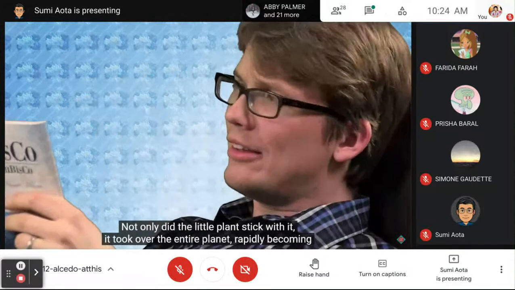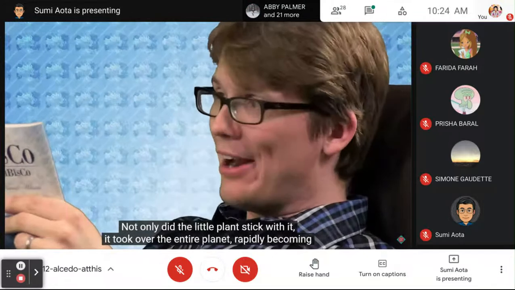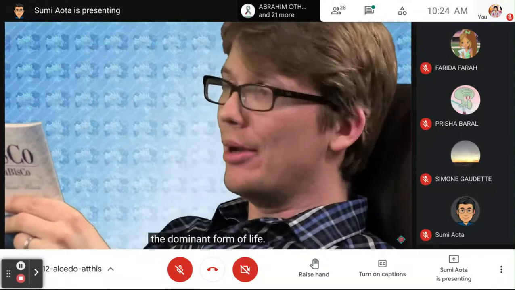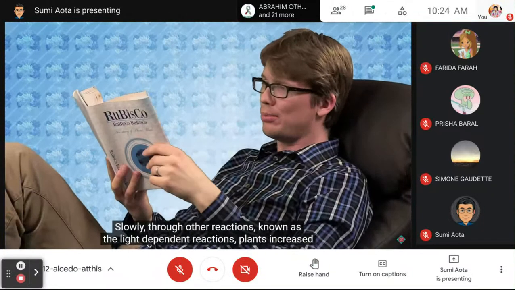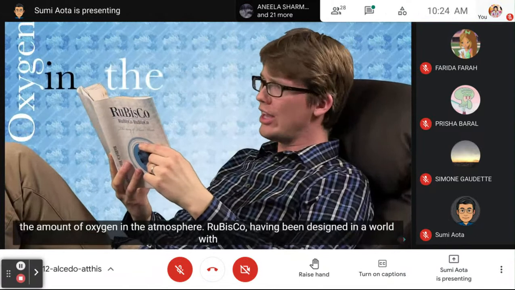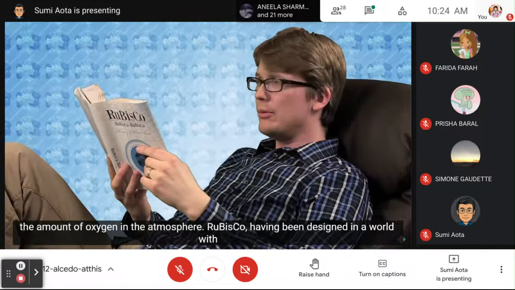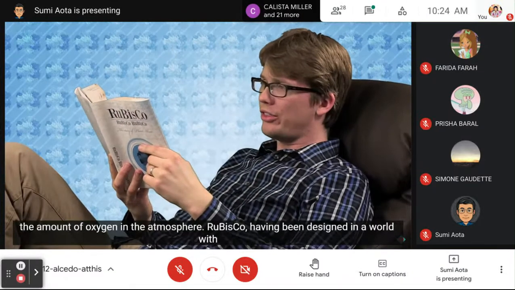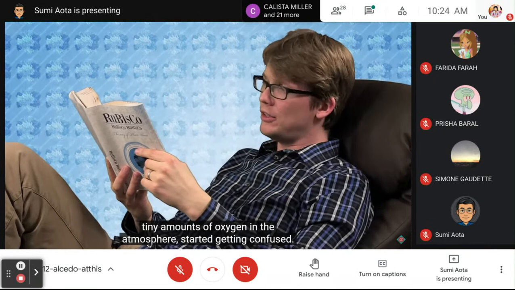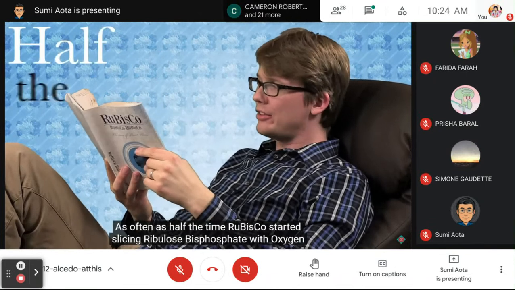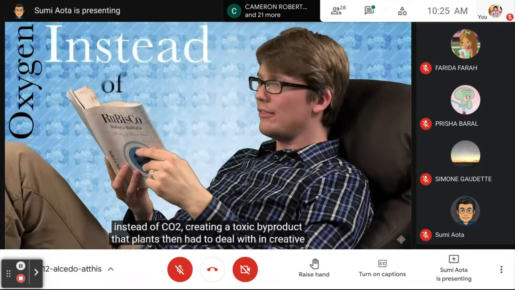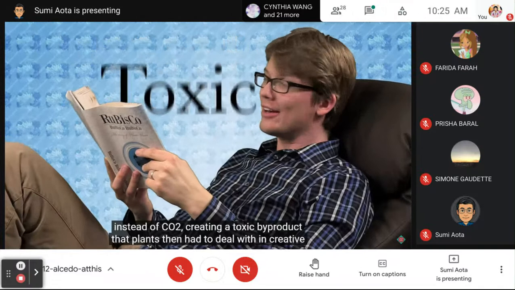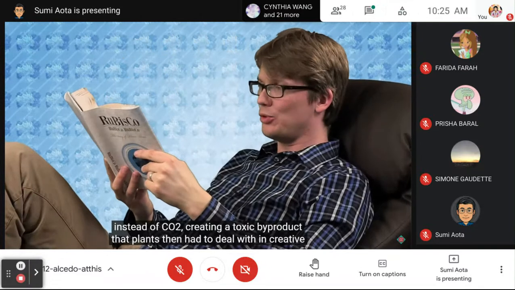Not only did the little plant stick with it, it took over the entire planet, rapidly becoming the dominant form of life. Slowly, through other reactions known as the light-dependent reactions, plants increased the amount of oxygen in the atmosphere. Rubisco, having been designed in a world with tiny amounts of oxygen in the atmosphere, started getting confused. As often as half of the time, Rubisco started slicing ribulose bisphosphate with oxygen instead of CO2, creating a toxic byproduct that plants had to deal with in creative and specialized ways.